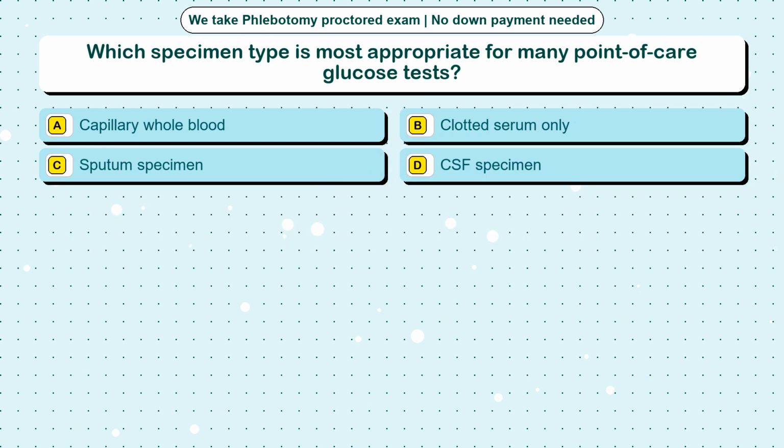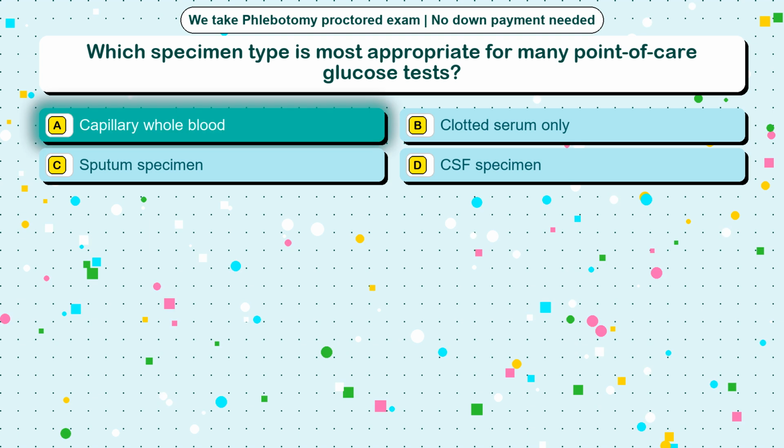Question 25. Which specimen type is most appropriate for many point-of-care glucose tests? Option A. Capillary whole blood. Option B. Clotted serum only. Option C. Sputum specimen. Option D. CSF specimen. The correct answer is option A.